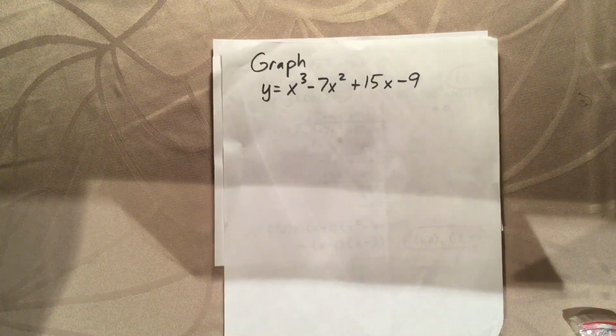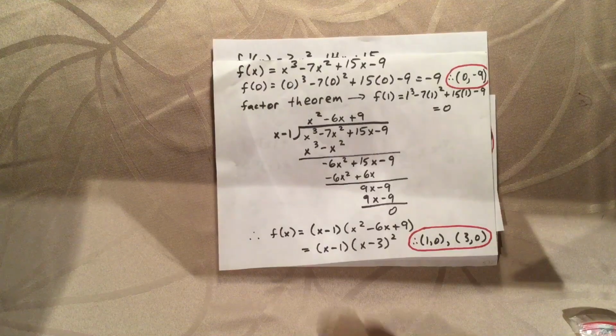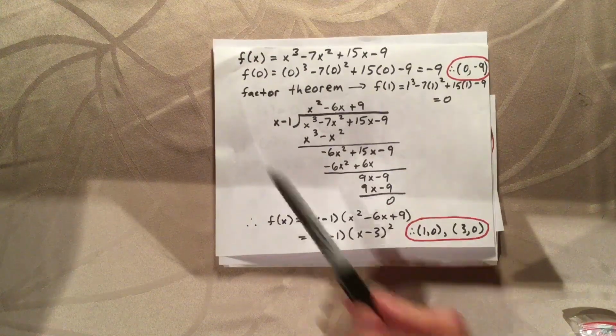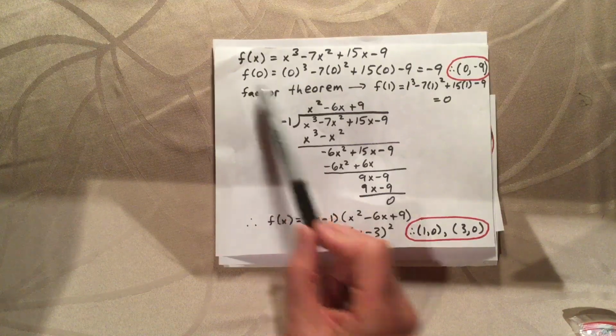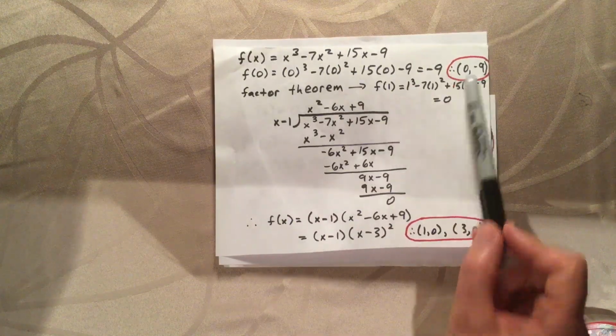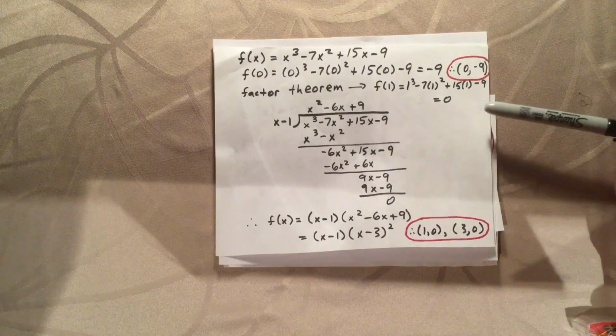In this question, we're going to graph the curve y equals x cubed minus 7x squared plus 15x minus 9. Well, one of the first things we want to do is figure out where our y-intercept is. So we let x equal 0, we see y equals negative 9. We've got a y-intercept at (0, -9).